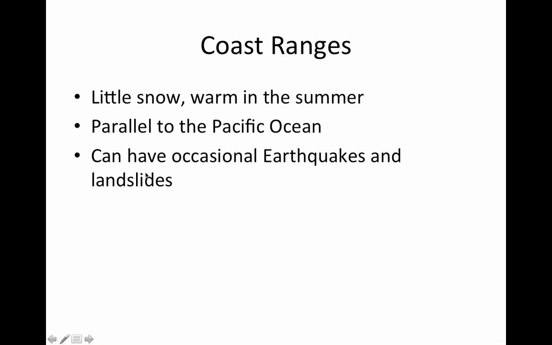So the coast ranges, remember, get little snow. It's warm in the summer. They run parallel to the Pacific Ocean, and they have occasional earthquakes and landslides. Now, we didn't see that in the other two mountain ranges. There was no mention of earthquakes and landslides.